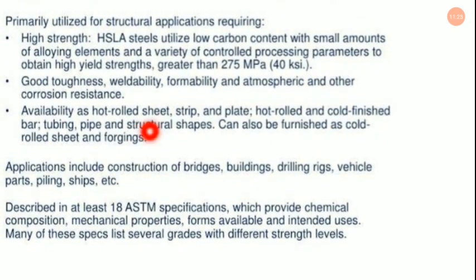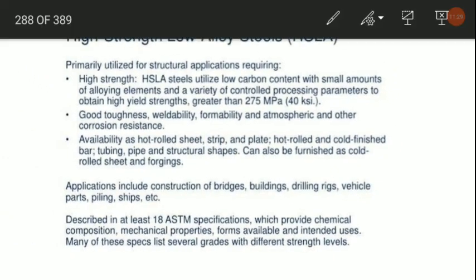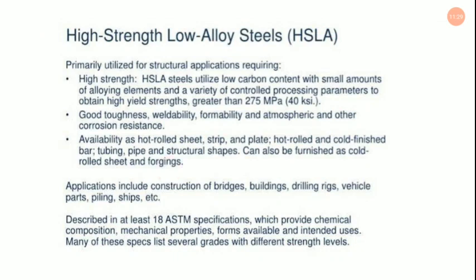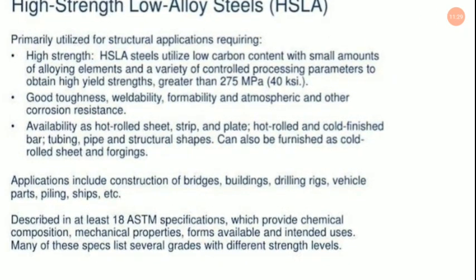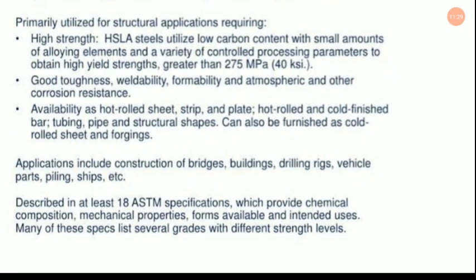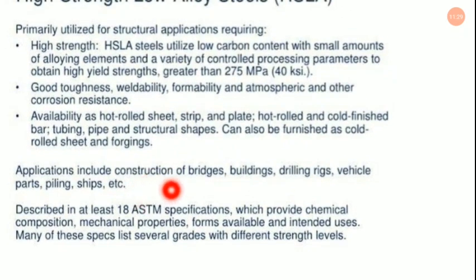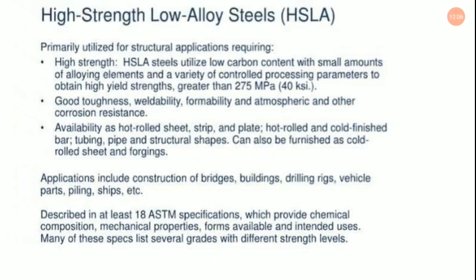They are available as hot rolled sheet, strip, and plate, hot rolled and cold finished bar, tubing, pipe, and structural shapes. They can also be furnished as cold rolled sheet and forgings. Applications include construction of bridges, buildings, drilling rigs, vehicle parts, shipbuilding, etc. They are described in at least 18 ASTM specifications, which provide chemical composition, mechanical properties, forms available and intended uses. Many of these specs list several grades with different strength levels.